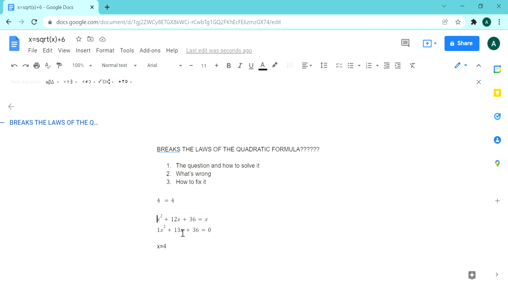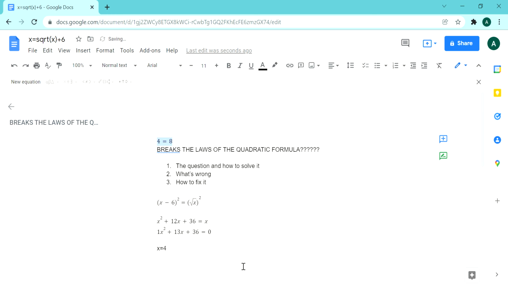So what if we go here? 4 squared equals 12 times 4 plus 36 equals 4. Oh, this does not work. So something went wrong when we converted this to a quadratic. 4 does not equal 8.